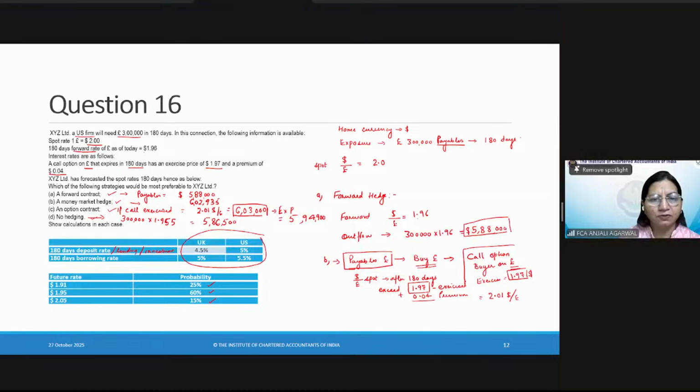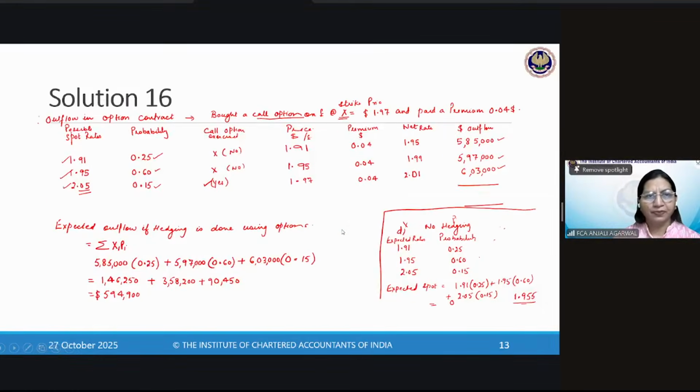Now you will also be asked to recommend here. So first you have shown your calculations: forward, options. B will be money market, sorry. C is your options. And D would be if no hedging is done. So you have presented your solution A, this is C, and this is D.